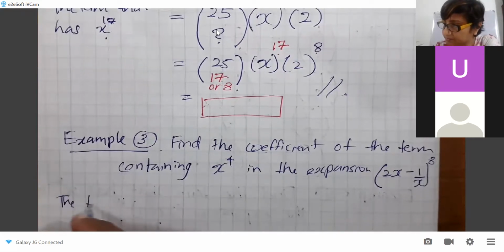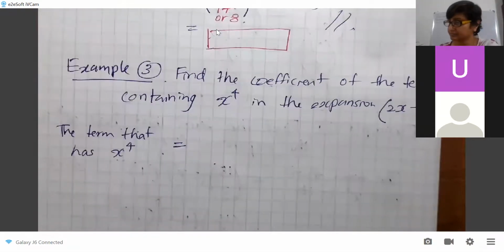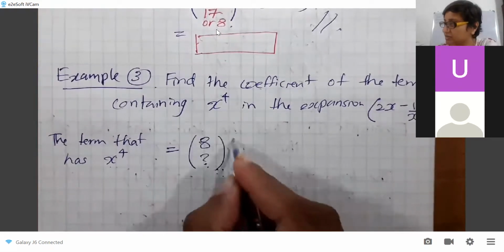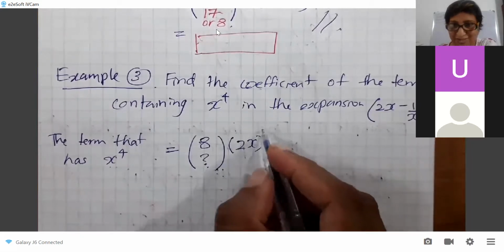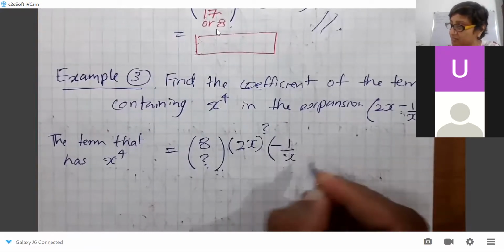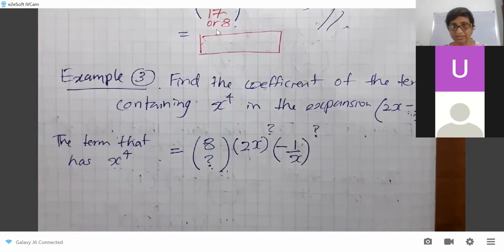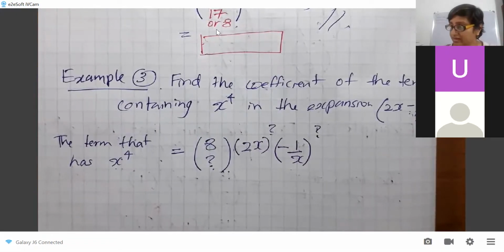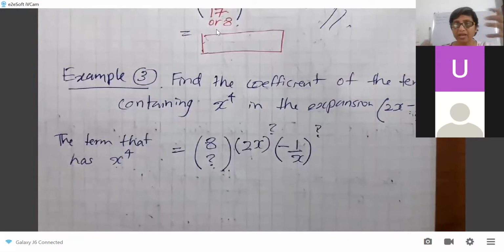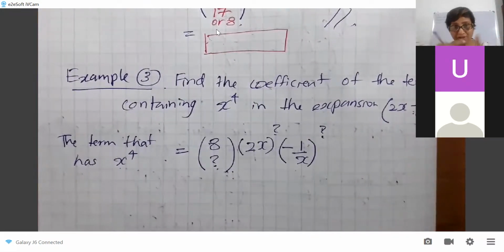The term that has x to the power of 4 in it. What's my format? 8 choose question mark, 2x to the power of question mark. This is minus, so I include it to the second part of the binomial, minus 1 over x to the power of question mark. Now this is different to the earlier examples, because there is x in this and there is x in this too. So a combination of the powers here, because from both of these you would get x powers. The result should be x to the power of 4.